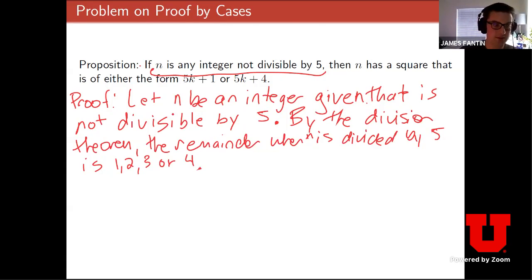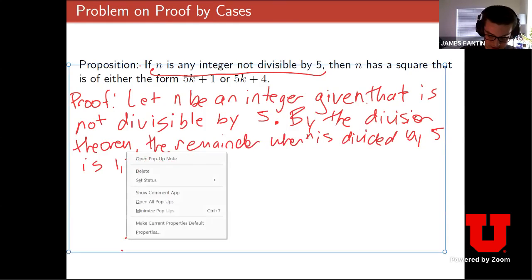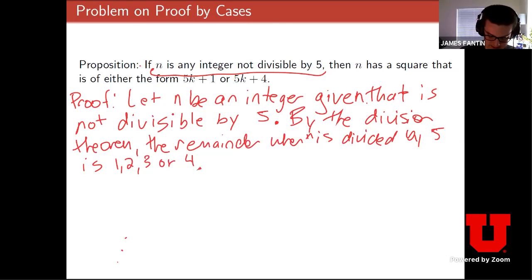These are all of the cases that we're going to have to consider: 4 possibilities for the remainder. If we have some integer not divisible by 5, we could have remainder 1, 2, 3, or 4. And for all of these 4 cases, we need to prove that the square of n is of the form 5k plus 1 or 5k plus 4. Why not 6? Great question, Jackson.